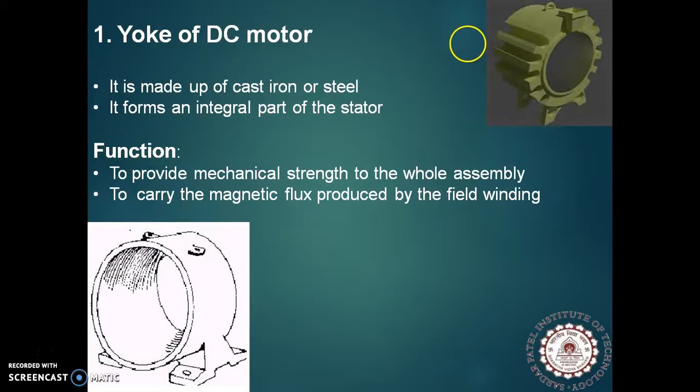The yoke of DC motor. It is made up of cast iron or steel, and it forms an integral part of the stator. Its function is to provide mechanical strength to the whole assembly and to carry the magnetic flux produced by the field windings.